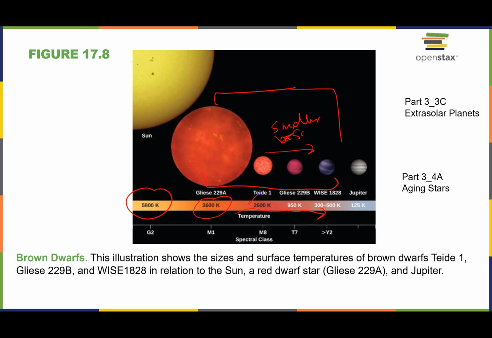What's happening? We're going 2,600, 950. What's the trend? What's the trend in the temperature of those? I've highlighted 4. These guys are brown dwarfs. What's happening with their temperature? It's decreasing. Yeah, it's getting less. And which planet is this? That's Jupiter. Not really classified a brown dwarf. And its surface temperature is 125 Kelvin.